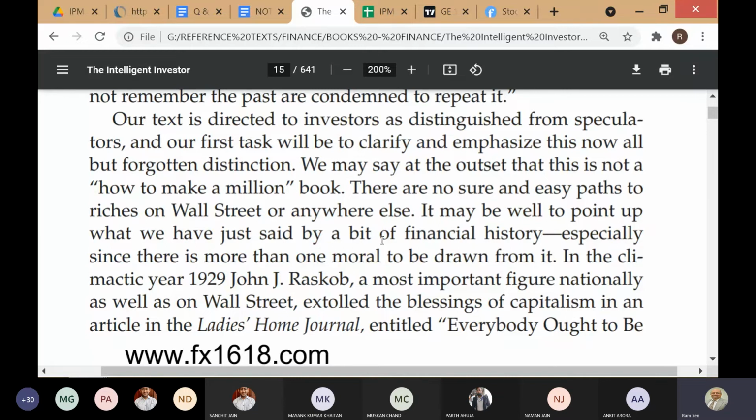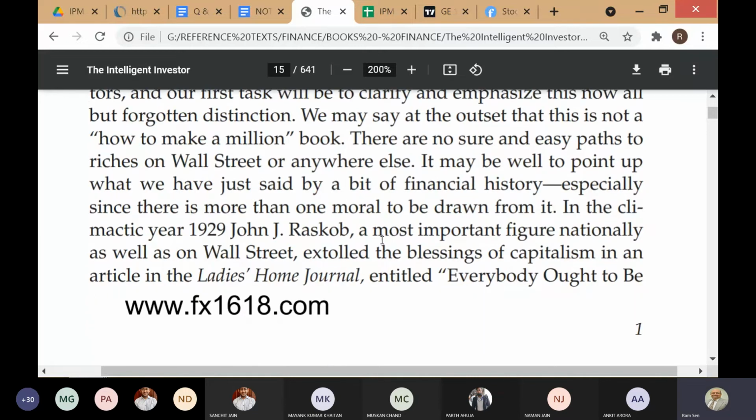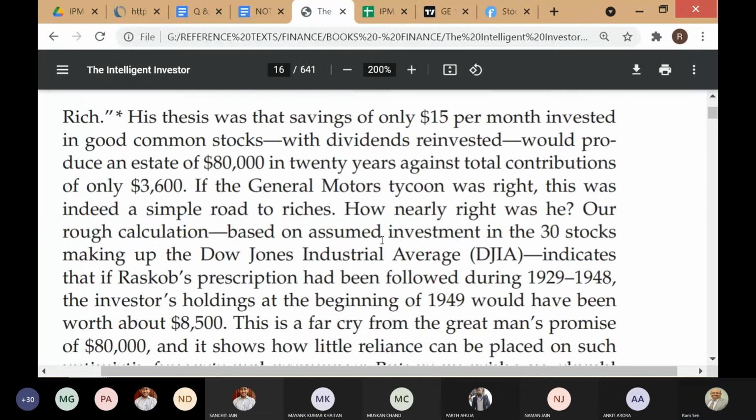Financial history, yeah. You can read these stories, okay? But basically, what he's saying is that.